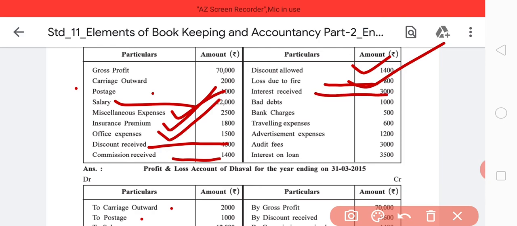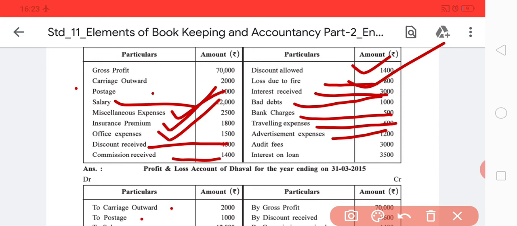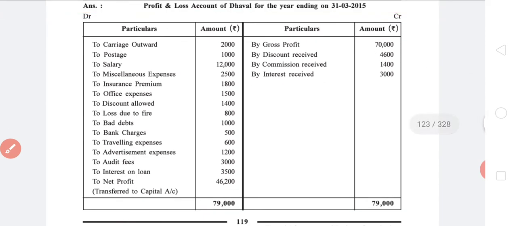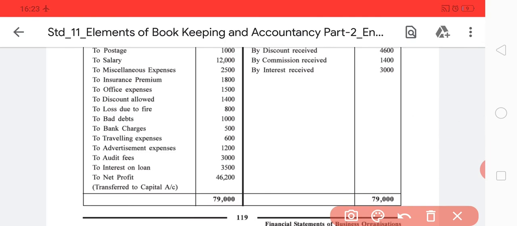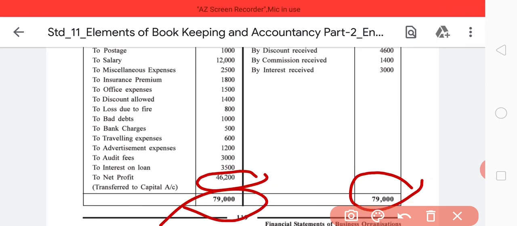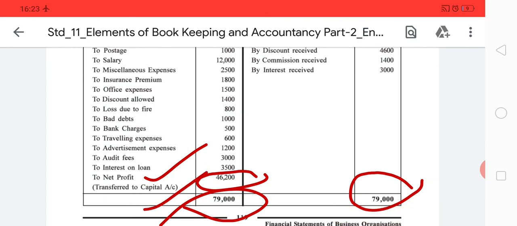Interest received, credit side. Bad debt, debit side. Bank charges, debit side. Traveling expense, debit side. Advertisement expense, debit side. Audit fees, debit side. Interest on loan, debit side. So here, after doing this debit and credit, you will notice which side is more. Here we have noticed that the credit side is more, so we'll write the same amount, and the difference amount will be considered as net profit. It has to be transferred to capital account.